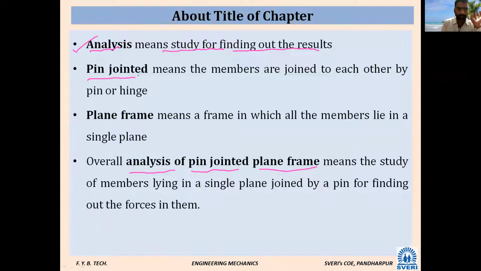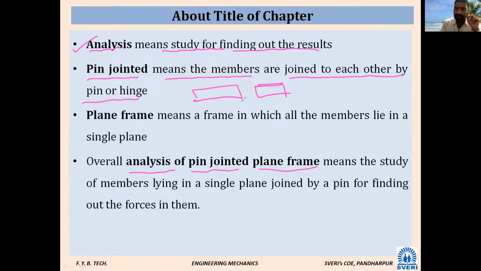Pin jointed मतलब क्या है? So it means members are joined to each other by pin or hinge. Okay, so consider there is one member, and consider there is another member. I want to connect these two. So how to connect this one?